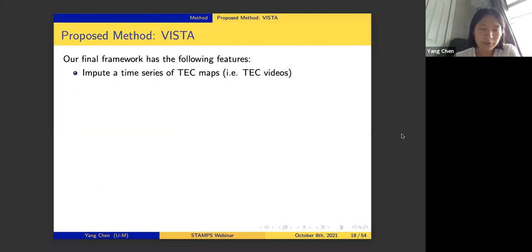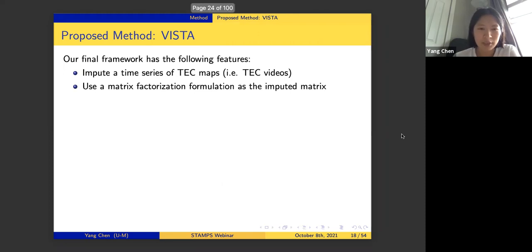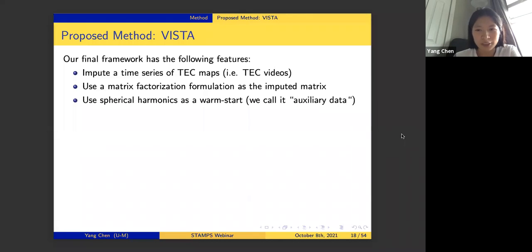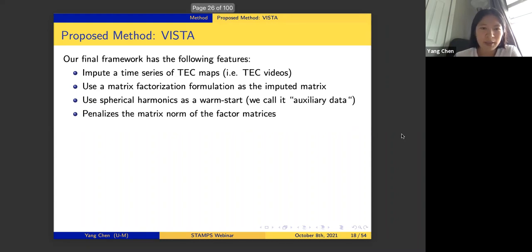So the final framework has the following features. We want to impute a time series of TEC maps or TEC videos at the same time, instead of matrix by matrix. The previous two methods are all matrix by matrix. We want to use a matrix factorization formulation still, just like the soft impute. And we want to use the spherical harmonics as a warm start, and we call it auxiliary data, because that kind of data can preserve some of the global structures so that for the big patch, the missingness, we can benefit from that. And we want to penalize the matrix norm for the factor matrices, similar to the soft impute.